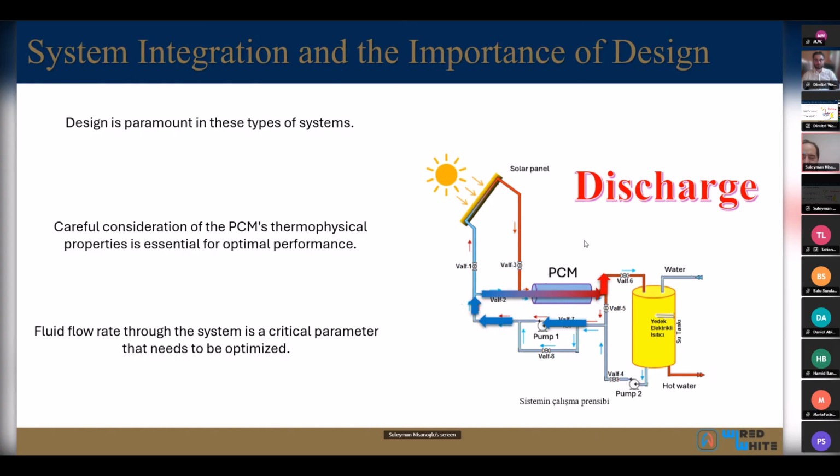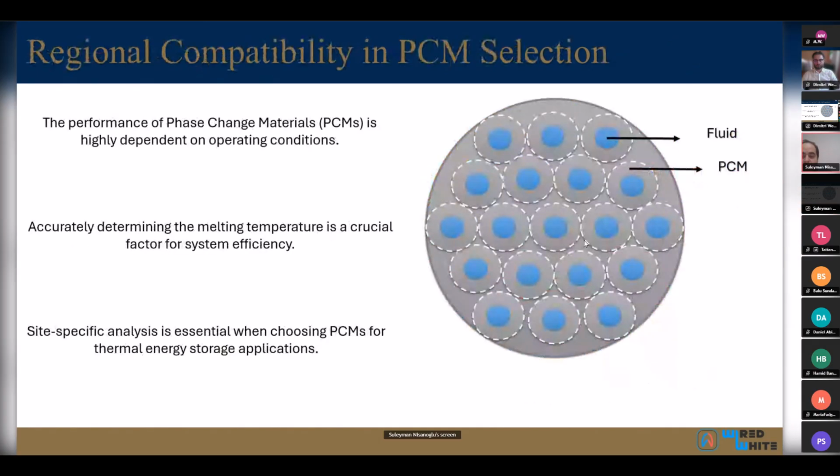Parameters like material type, PCM quantity, heat transfer area, or fluid velocity directly affect system efficiency. Therefore, engineering design should be supported by experimental data and computer-aided analysis such as CFD. The performance of PCM strongly depends on operating condition. For example, here the whole gray area is PCM and blue is water pipe.